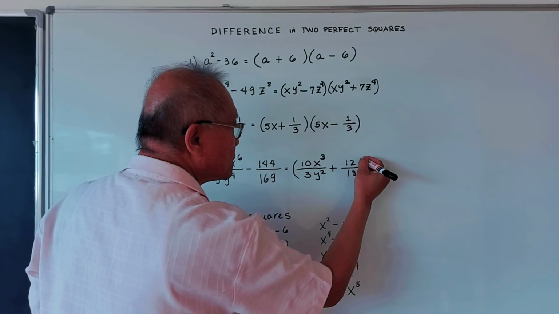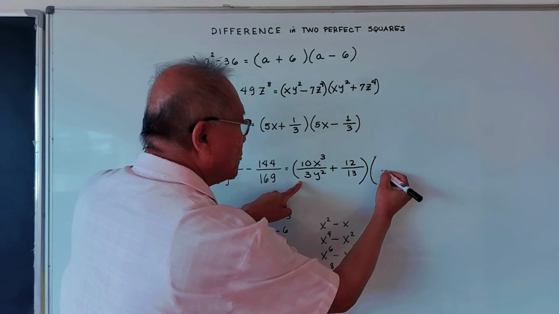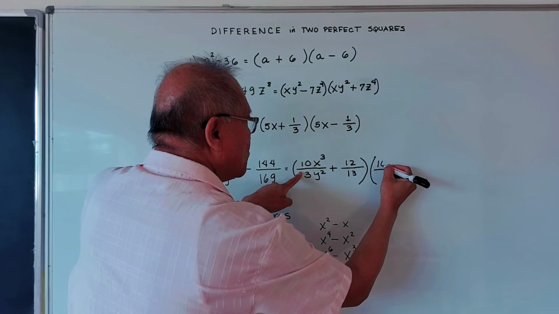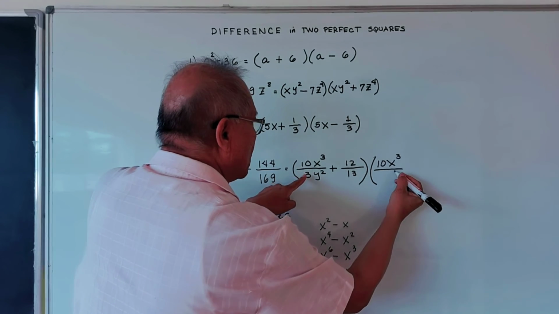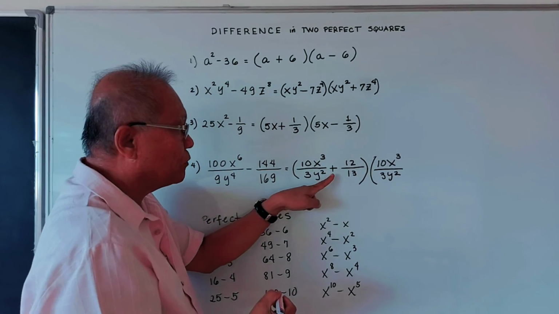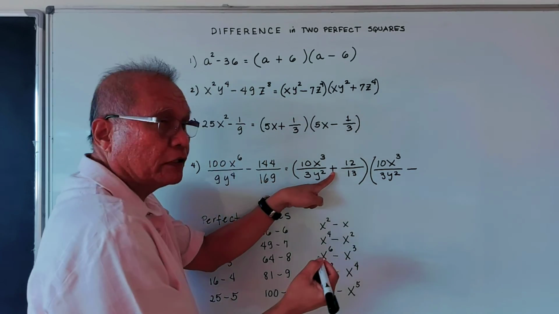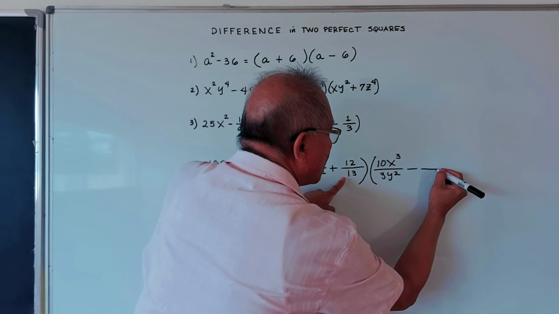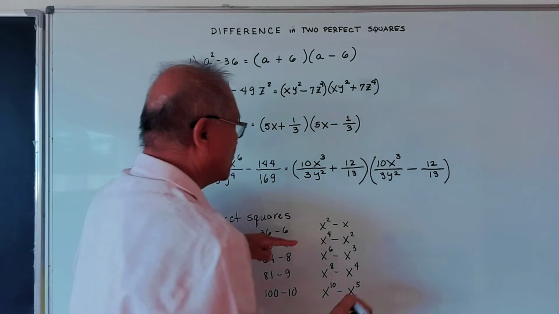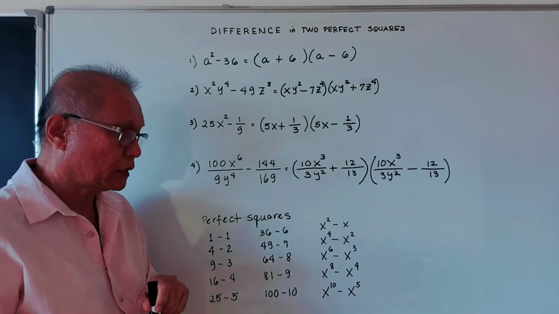And then we just close that one in parenthesis, open parenthesis here, and just copy. Then x cubed, and then 3y squared. Because we already have the positive here, the sign here will be negative. And then copy the 12 over 13. And that is how to factor the difference of two perfect squares.